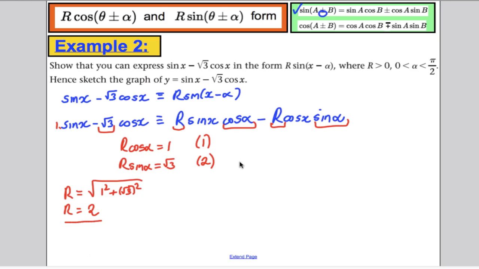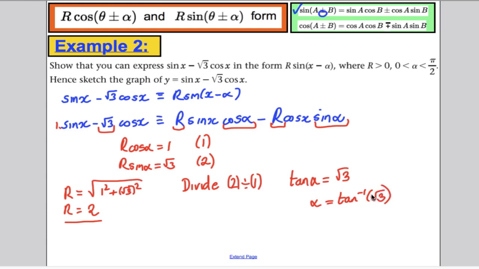And how could we then work out alpha? Well, if we divide equations 1 and 2, so divide 2 by 1, we get tan alpha equal to root 3 over 1, which is just root 3, and alpha is therefore the inverse tan of root 3. Keeping our calculator in radians mode, the inverse tan of the square root of 3 should give us pi by 3. So alpha is pi by 3.